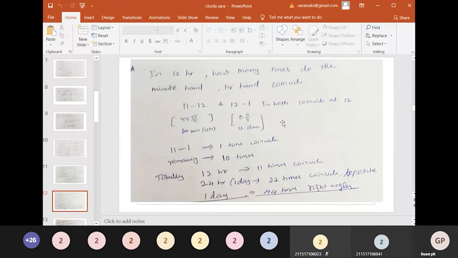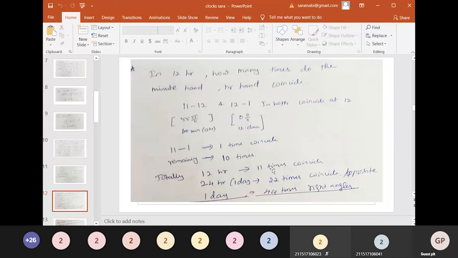So these are the general concepts or questions that you must know, right? In one hour, one time. So in 12 hours, how many times will they coincide? These are direct one-word questions. In 12 hours, 11 times the hour and minute hands coincide, because you know that from 11 to 12 as well as 12 to 1, in both durations the hour and minute hands will coincide at 12.